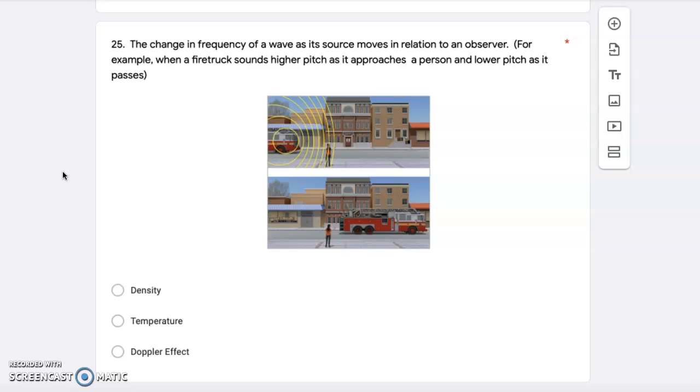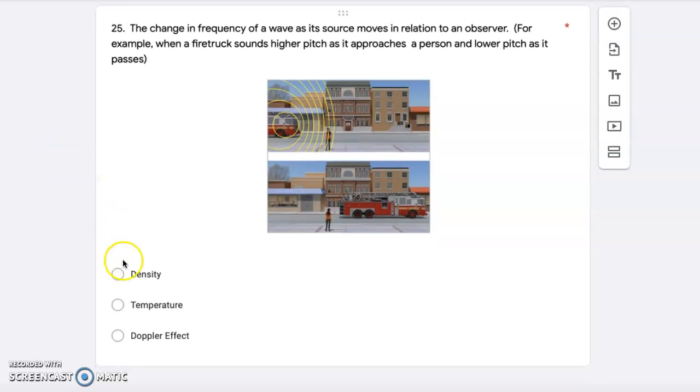And 25. The change in frequency of a wave as its source moves in relation to an observer. For example, when a fire truck sounds higher pitch as it approaches a person and lower pitch as it passes. Is that density, temperature, or Doppler effect?